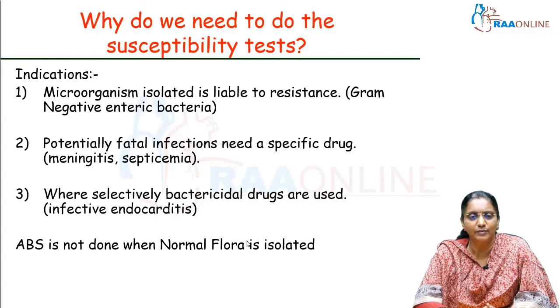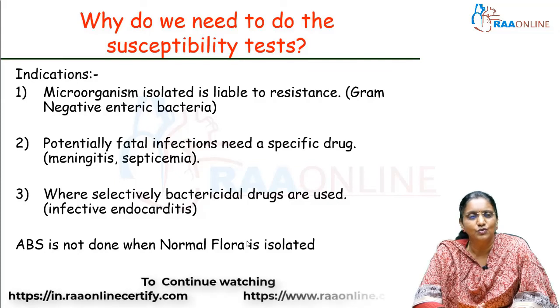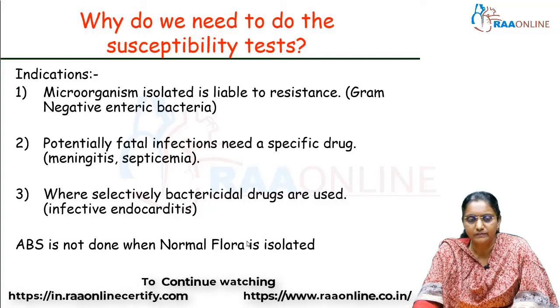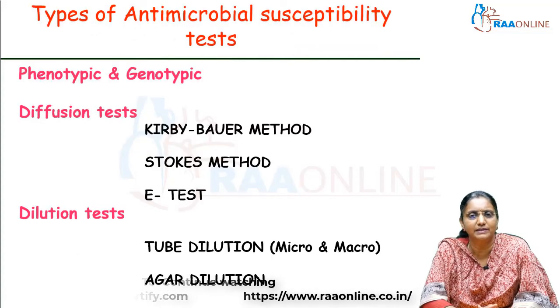Even if you start another antibiotic, based on the sensitivity report which will come after 48 hours, you will have to change the antibiotics. And whenever you are going to use selectively bactericidal drugs, like those used to treat infective endocarditis, again you need to do sensitivity testing. In the case of cultures where you get only normal flora isolated, normal flora are those which are present in our respiratory tract or GIT, which are always present there and which do not cause any disease. So when you isolate normal flora, you do not do antibiotic sensitivity testing. These are the indications for antibacterial susceptibility testing.